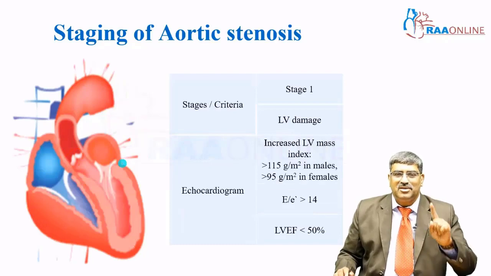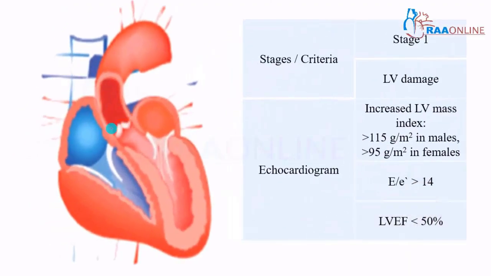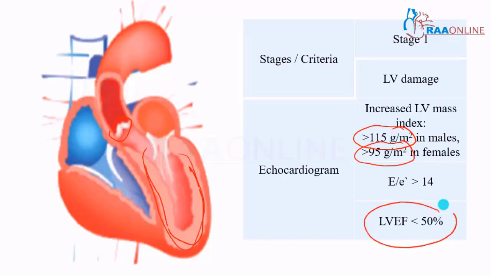Now coming to stage 1. Here this is the stage 1. There is mild aortic stenosis. If you look at the echocardiogram, there might be an increased left ventricle mass. The left ventricle mass can be greater than 115 gram per meter squared in male or greater than 95 gram per meter squared in female. There might be slight LV damage and your ejection fraction is less than 50%. This is stage 1.